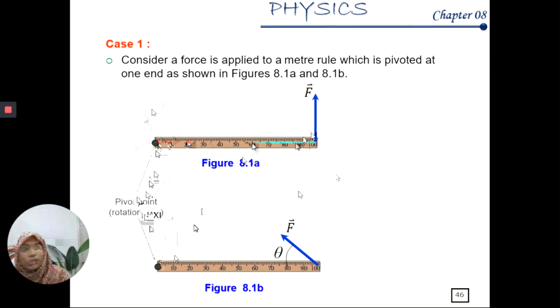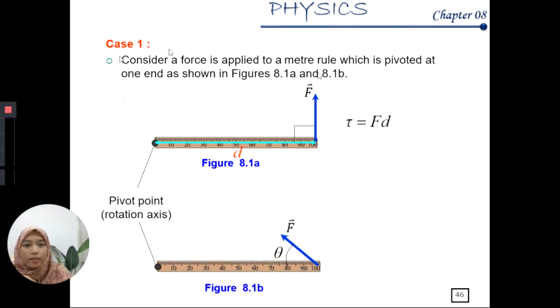For figure 8.1a, torque equals Fd, where we can directly multiply the magnitude of force with the magnitude of d. So what is the direction? It is anti-clockwise. You can put your thumb here at the pivot point, and this one is the force. So the force is moving anti-clockwise. Anti-clockwise means torque is positive.